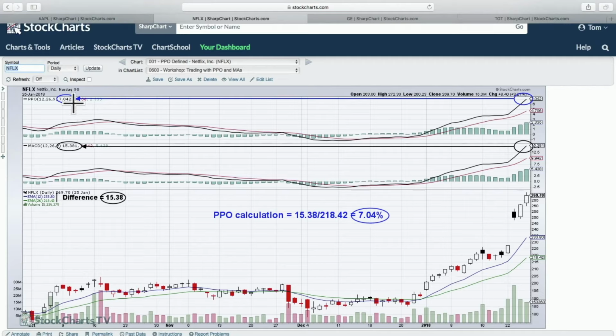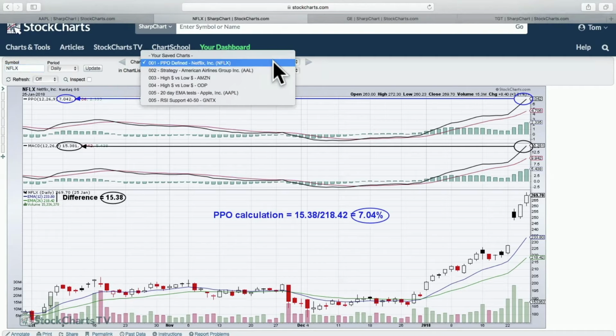The PPO is a percentage. So you can get an idea of, on a percentage basis, when does Netflix get overbought? You can't do it on a dollar basis because the dollar difference now will be completely different than what it was 20 years ago. The percentage, though, should be fairly similar. So that's one way.